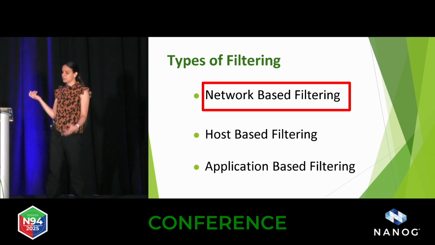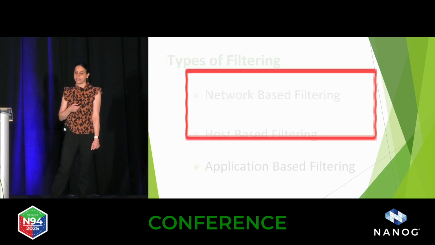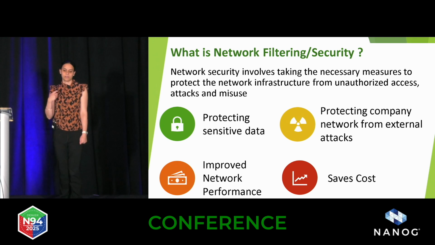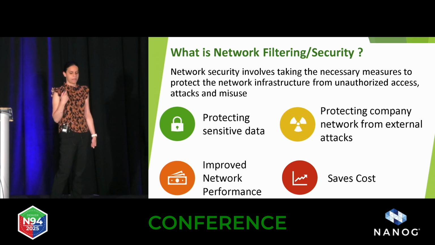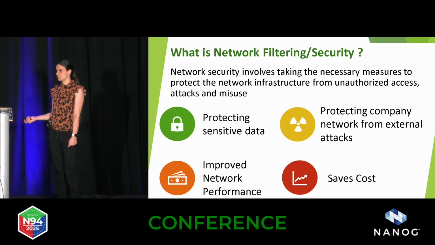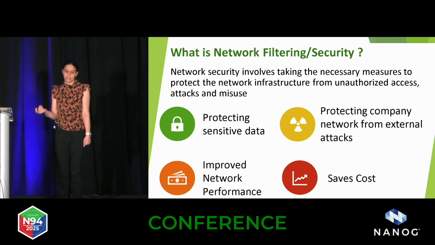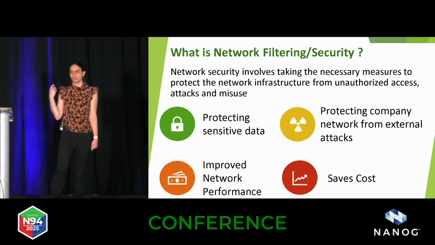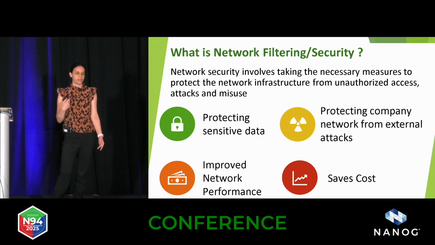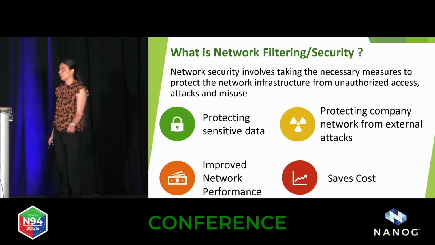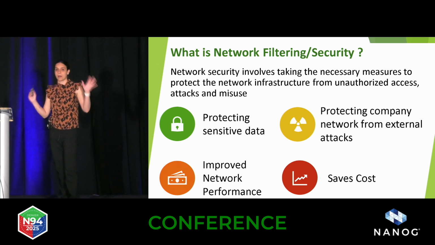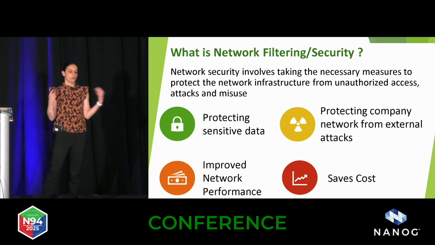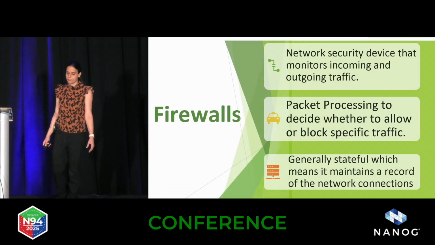There are multiple types of filtering. We will focus more on network-based filtering today. So network filtering involves taking necessary measures to protect the network infrastructure from unauthorized access, attacks, and misuse. We need to protect the sensitive data hosted inside of a company. We need improved network performance, and if the network's up and running at all times and our users can connect to our family of apps at all times, this basically means we're able to save a lot of cost in millions.